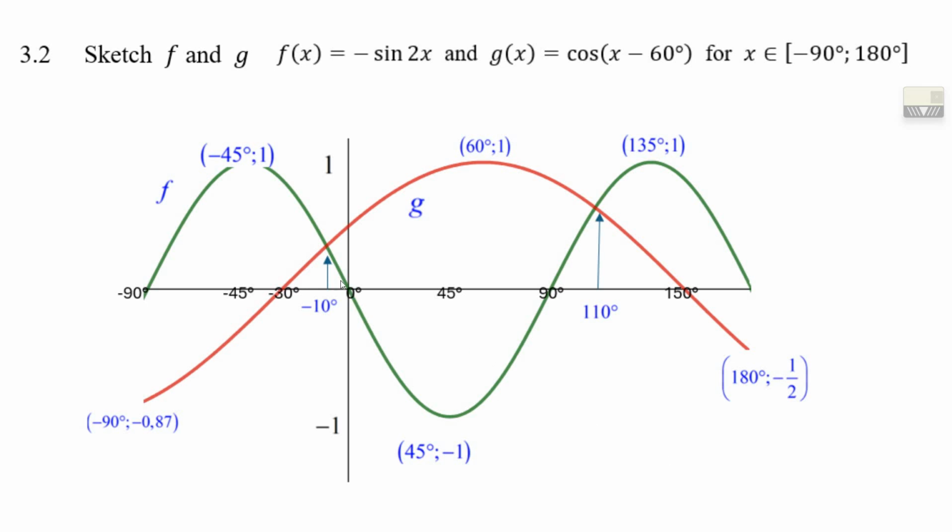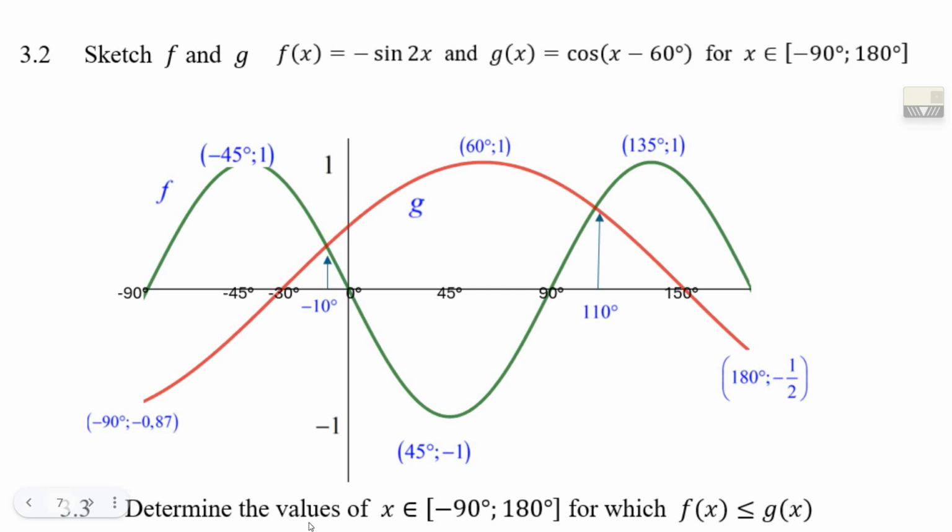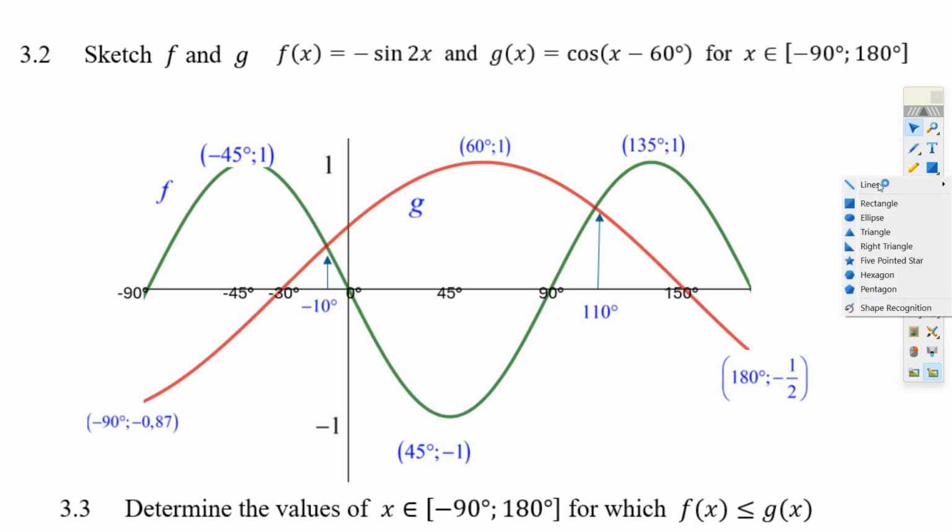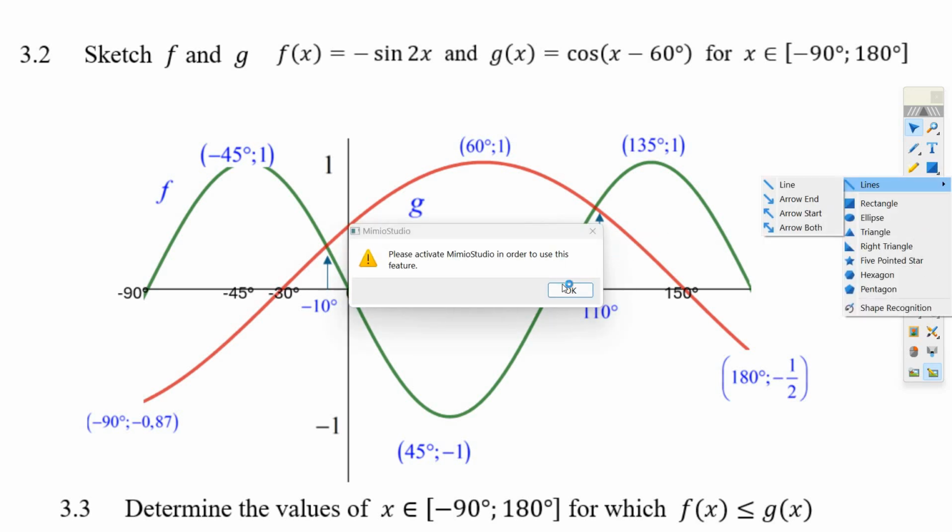Now, those answers for where they cross that we did, look, that's minus 10 and that's 110 degrees. Let's try the last question. Determine the values in this range from minus 90 to 180 for which f of x is less than or equal to g of x. So in other words, they're asking, and I'm going to use this little annotator to help here. I'm going to make a line.